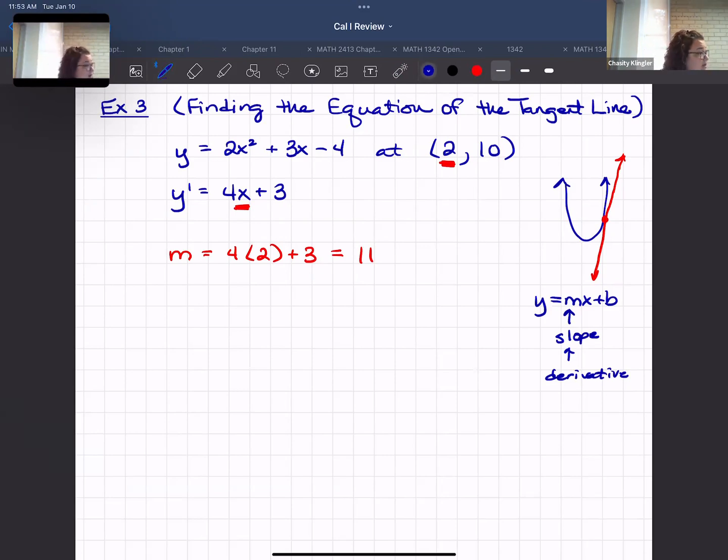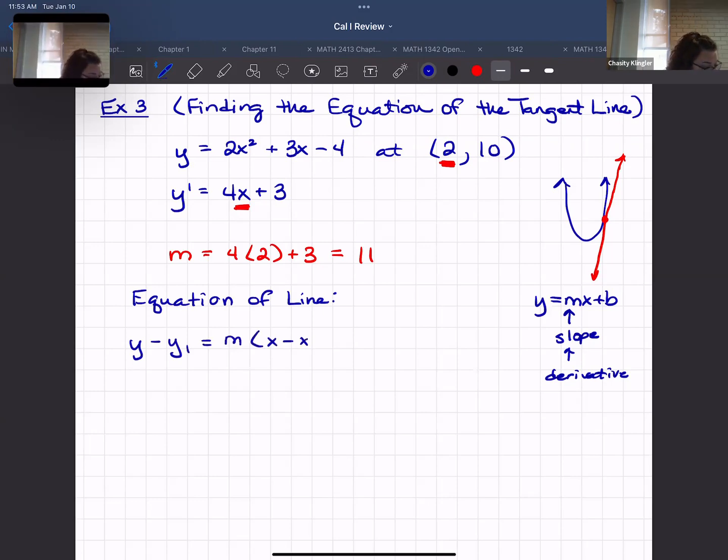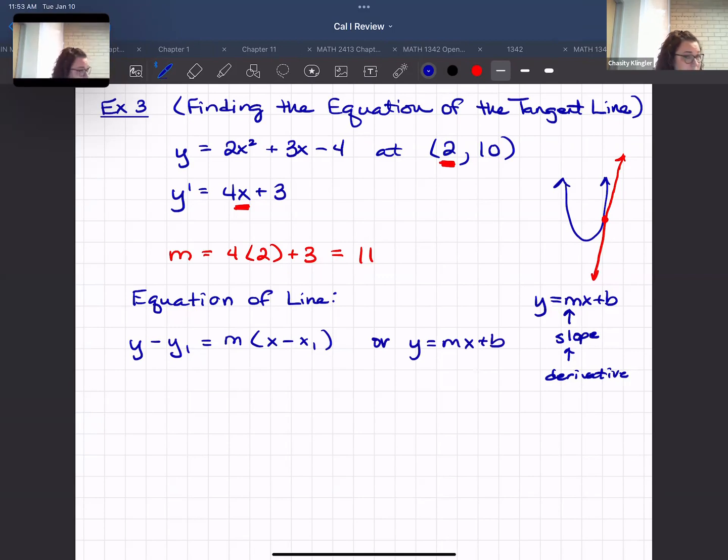So now I've got a slope and a point, and you can do a couple different methods. I usually always go back to the point slope form. You could always use y equals mx plus b and find b. But mathematically, mathematicians use the point slope form a lot more than finding b.